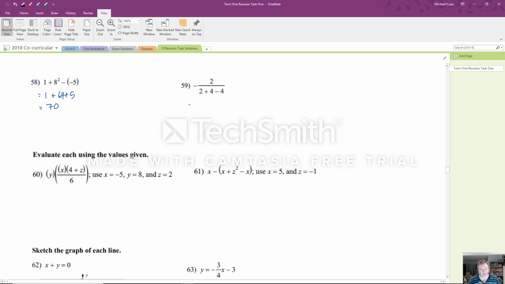Very good. Here we have something we can simplify. Let's just do it by simplifying the denominator first. 2 plus 4 minus 4. Oh, the plus 4 and minus 4, that's going to be 0. So it's just going to be 2. Negative 2 over 2, which is, of course, negative 1.